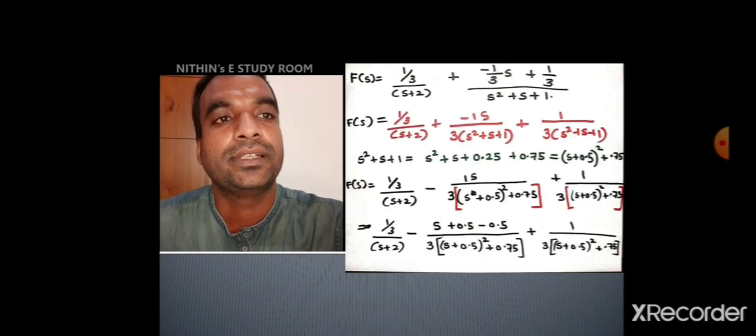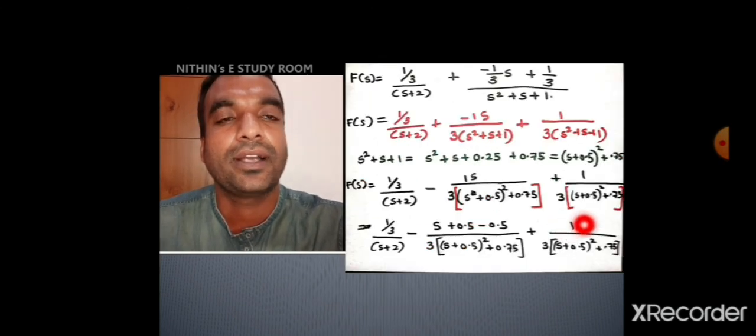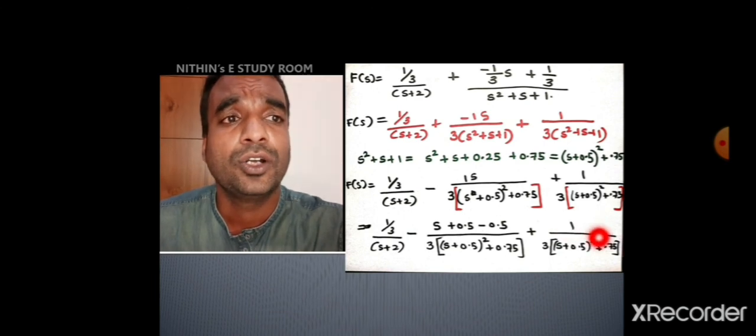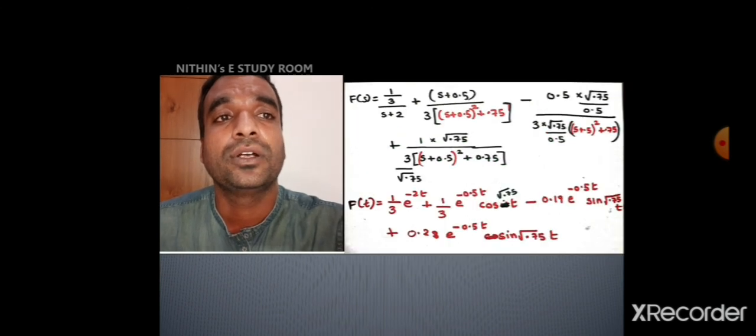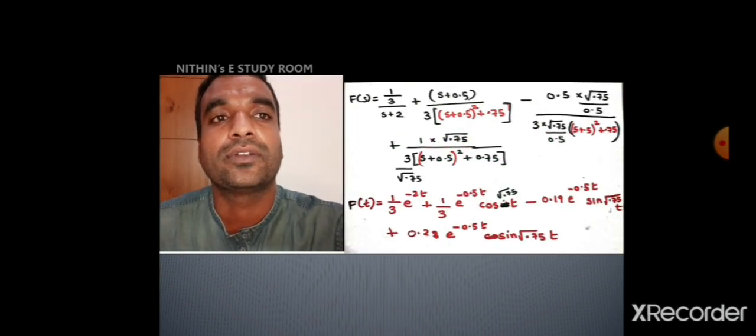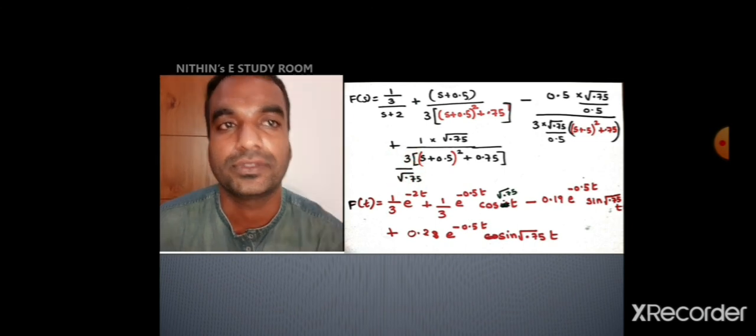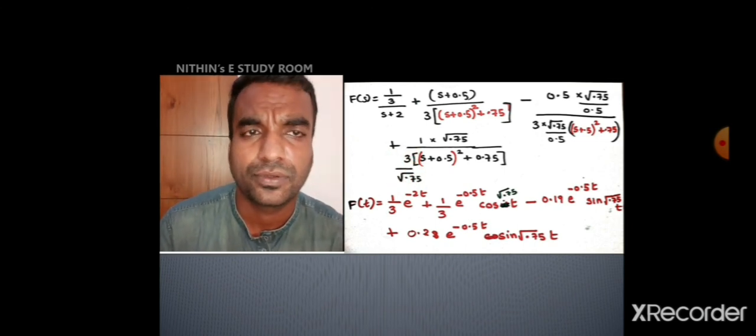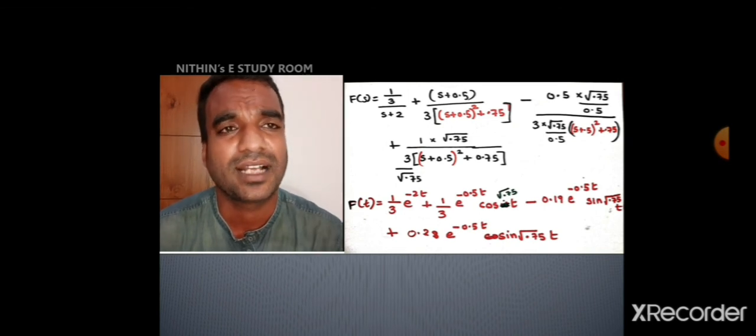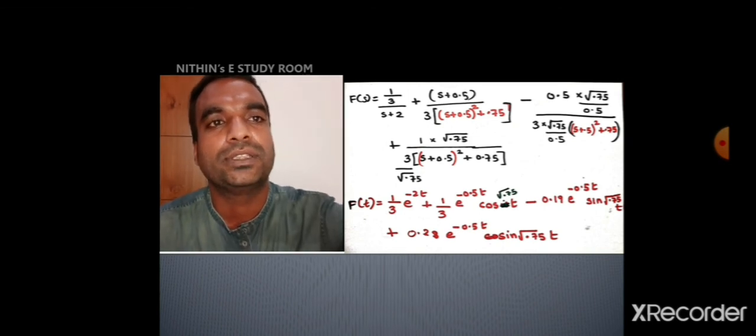What was there previously? Previously it was 1, but 1 will not make any sense. I want root 0.75 there. So I am multiplying numerator and denominator with root 0.75. Okay, here there is a small mistake. This should also be done here, not in the denominator. 3 into root 0.75 is needed, not 3 by root 0.75. Okay, that is just calculation. Anyhow, now this is in the standard form.